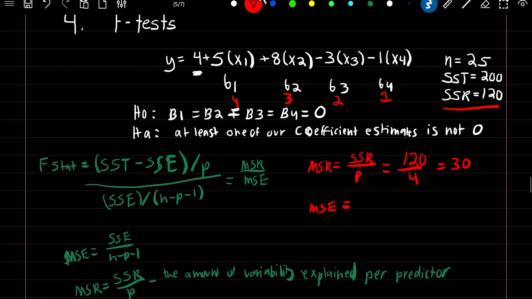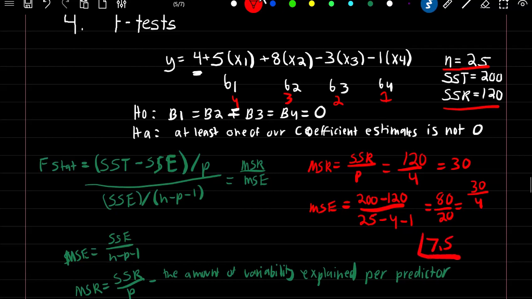We can solve for our SSE as our total sum of squares minus our explained variability, or SSR, to get SSE, and they're divided by n minus p minus 1. So n is 25, minus p, which we found to be 4, minus 1. So we get 80 over 20. So we plug in 30 over our 4, and we're going to get a value of 7.5 for our F-test.